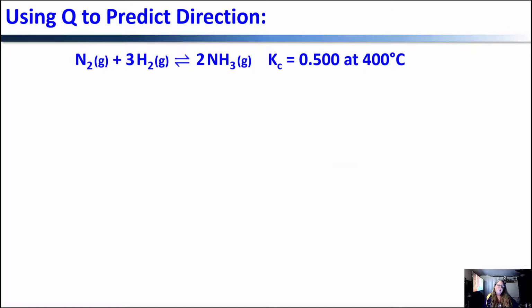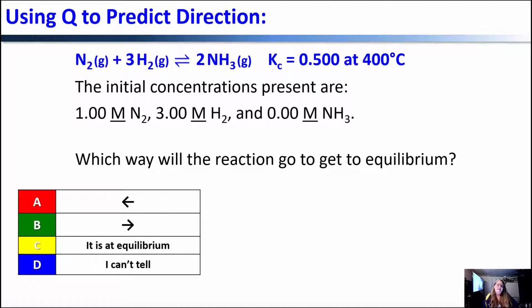Sorry about that. It means if I have started off with nothing of my product, then of course it's got to go to the right, right? Otherwise you have nothing happening in your beaker, you have no reaction. So if you're starting off with nothing of something, then you know it's definitely got to be going in that direction. So in this case it would be going towards ammonia. We haven't made any yet.